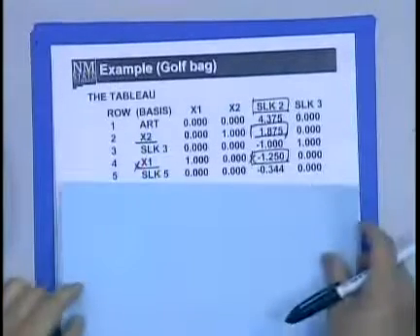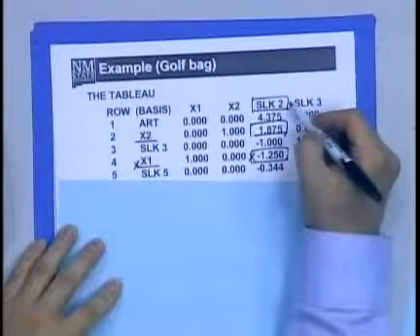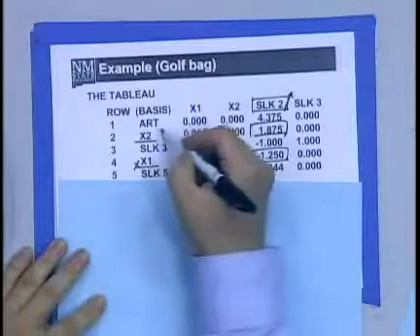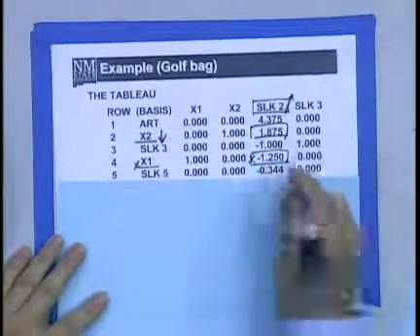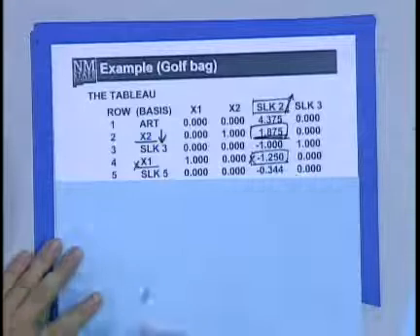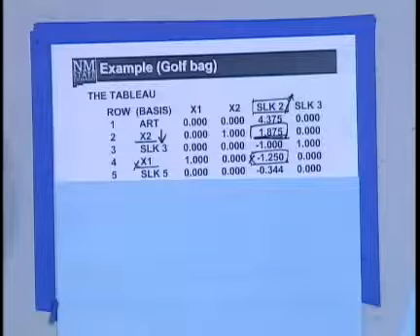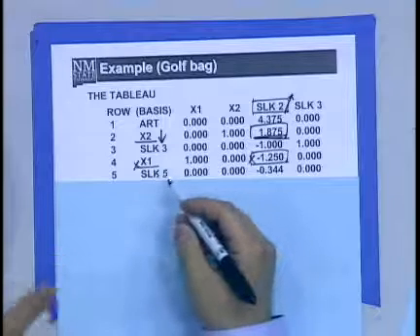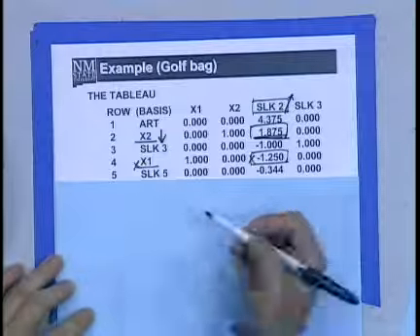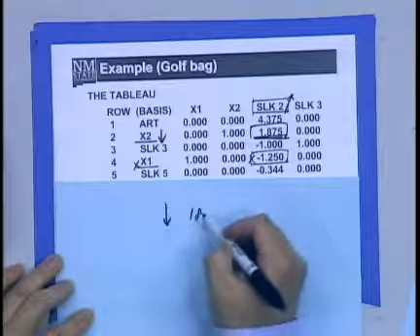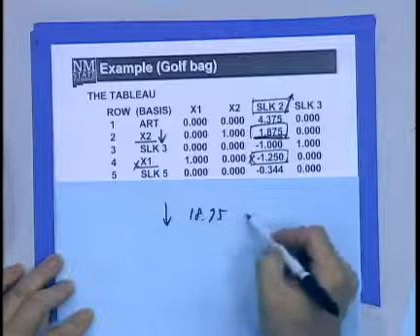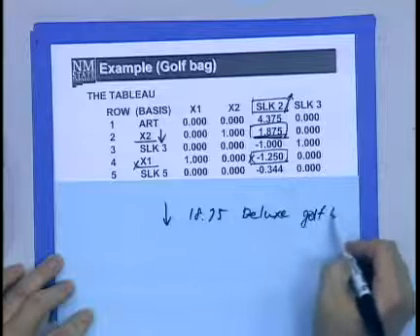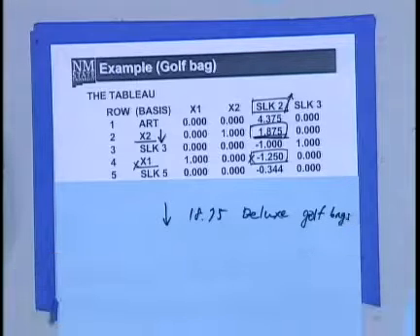So, as slack 2 increases by 10, the basic variable x2 will decrease by 1.875 times 10, right? Which means the production of deluxe golf bag would decrease by 18.75 deluxe golf bags. Is that correct? Okay.